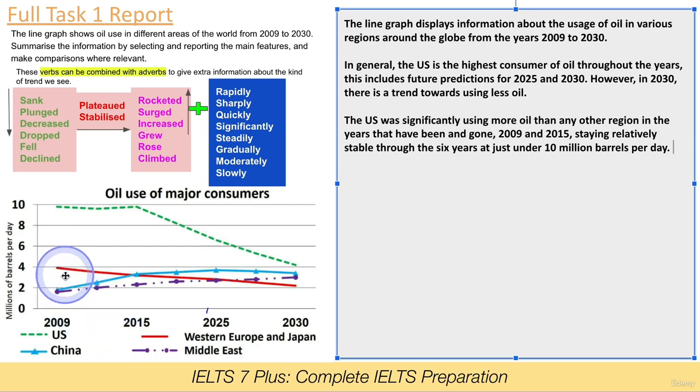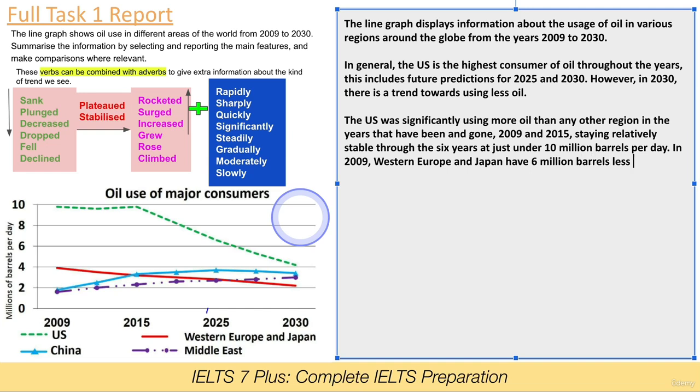Let's think about maybe Western Europe and Japan. In 2009, Western Europe and Japan have 6 million. We can describe the difference. Barrels less than the US. And then we could put a bracket here, 4 million. There we go. Okay, so we're describing those trends there. And then we could say which steadily decreases. We're using words from this nice graphic here, which steadily decreases.